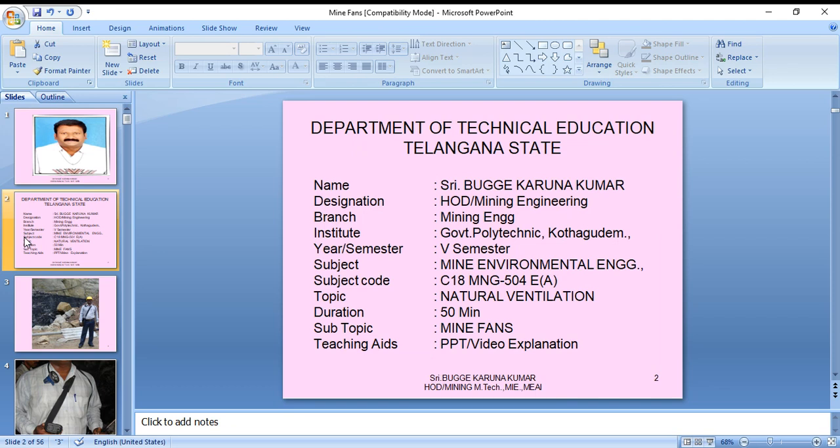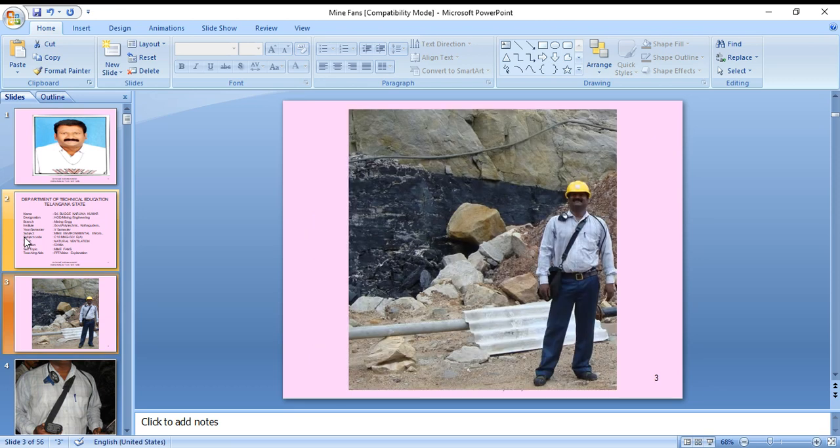My name is Karuna Kumar. Today's subject is mine environmental engineering, with natural ventilation, and the subtopic is the mine fans. It's on the mechanical part. This is a precast picture.